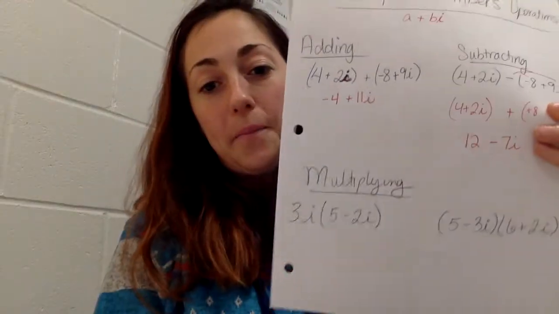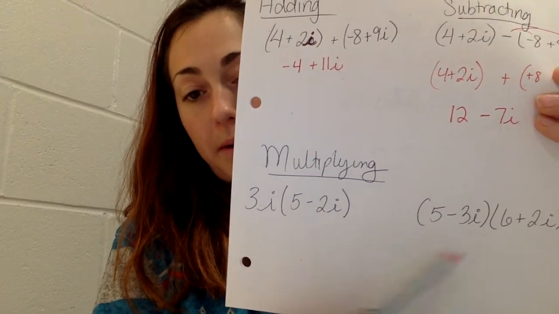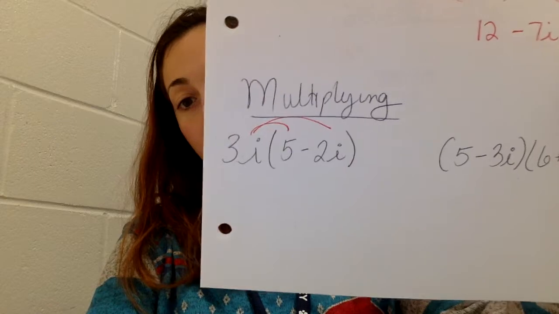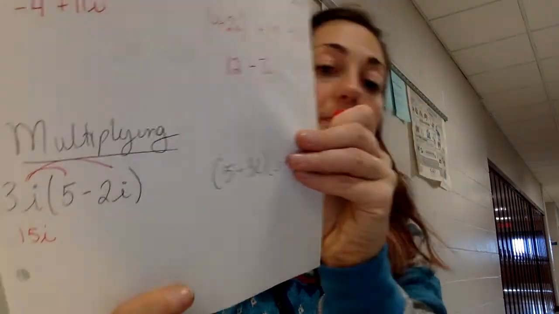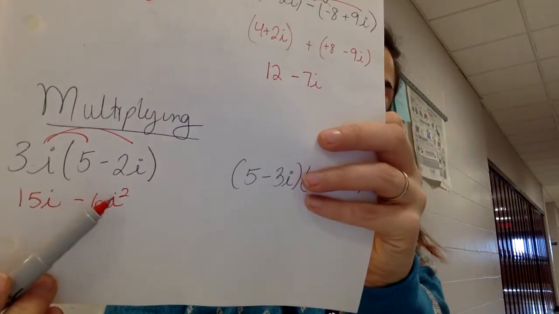So write this down. We have 3i times 5 minus 2i. Pause the video. And then I'll show you what to do. So you're distributing that 3i to both the 5 and the -2i. 3i times 5 is 15i. And then 3i times -2i is -6i squared. Because it's i times i, that becomes i squared.